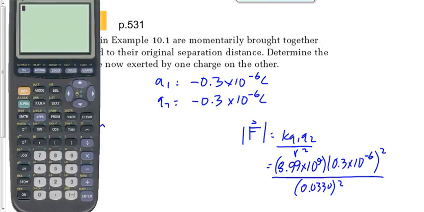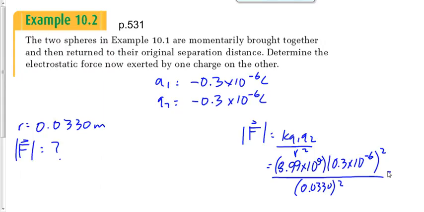We got 8.99 times 10 to the 9 times 0.3 times 10 to the minus 6 times 0.3 times 10 to the minus 6 divided by 0.033 squared, 0.74 newtons. Attractive or repulsive? It was attractive, right? Because we have a positive and a negative. Now it's repulsive because we have a negative and a negative.